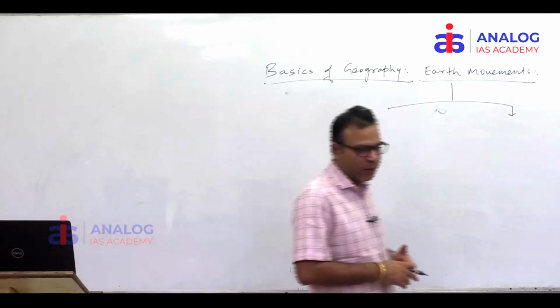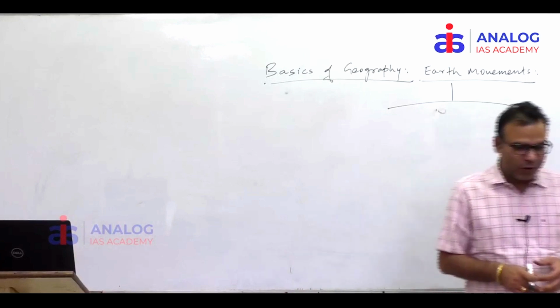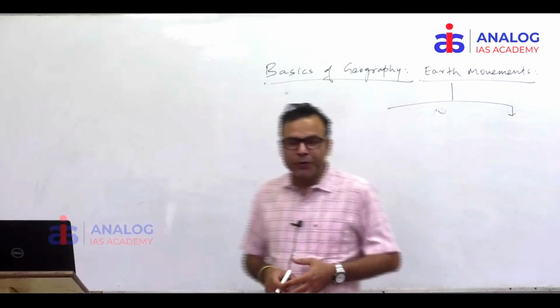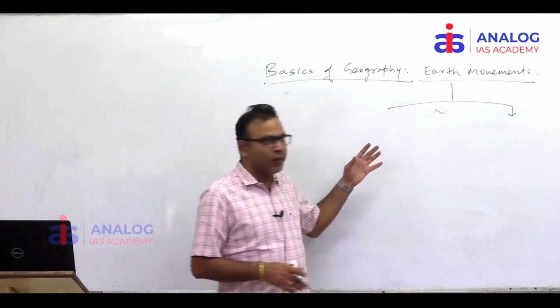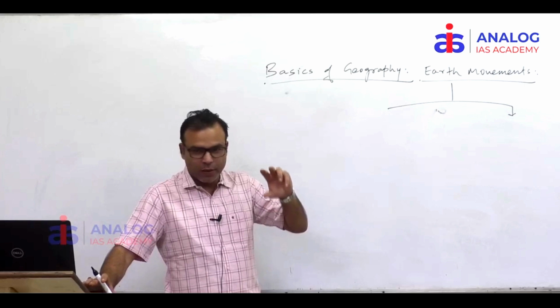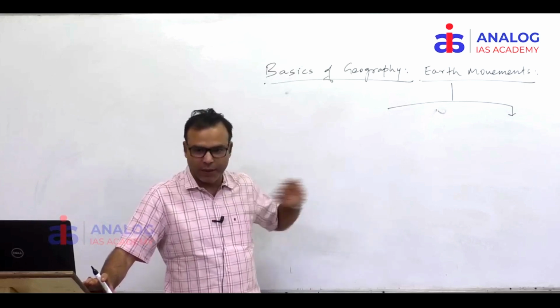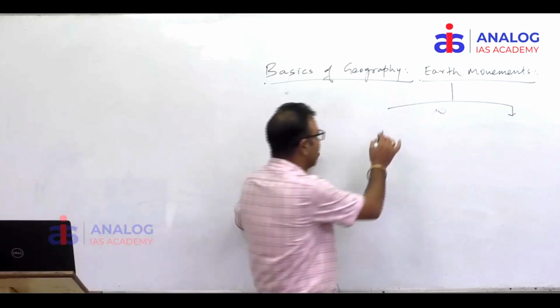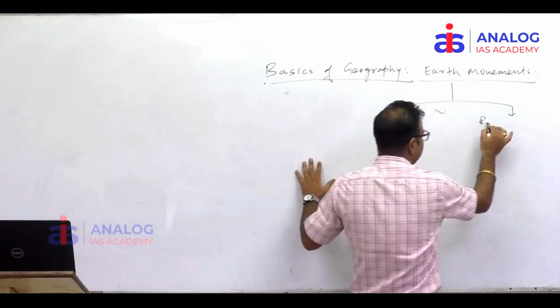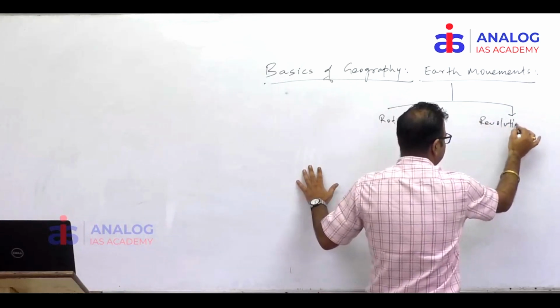There are two types of Earth movements which are of importance. One is rotation. The second is called what? Revolution. Do not get confused with the movement of the Earth's surface. There is another movement, the crust movement, that is another thing. So rotation and revolution are the two kinds of motion.